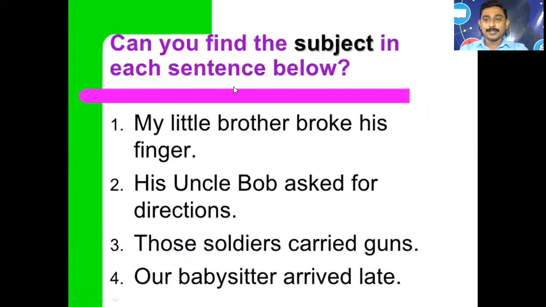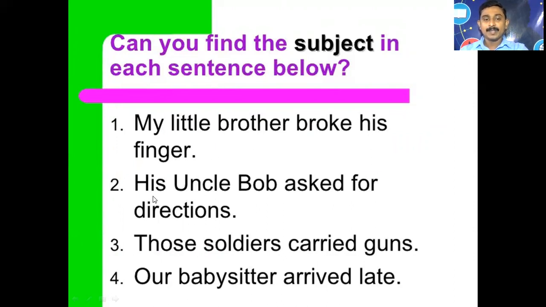Let us have a few more examples. My little brother broke his finger. What is the verb in this sentence? Verb or the action word is broke. Ask the first question. Who? It's clear. My little brother. So my little brother is the subject. Next question. What did my little brother do? Broke his finger. So broke his finger is the predicate.